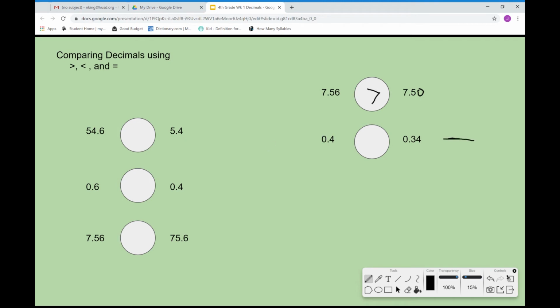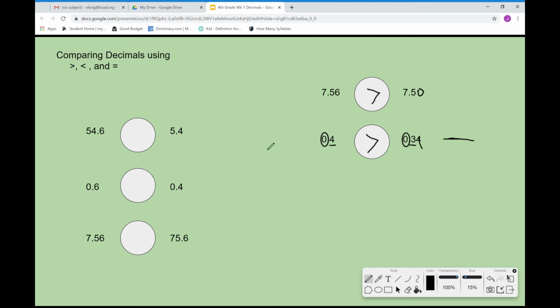4/10 and 34 hundredths. Again, we start with the whole number. Since it is a 0 and a 0, we have to look behind the decimal. We start at the tenths place. We have a 4 and a 3. Since the 4 is greater than the 3, 4/10 is greater than 34 hundredths. We don't even have to look at the hundredths place.